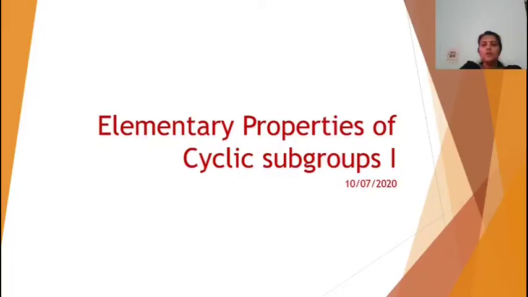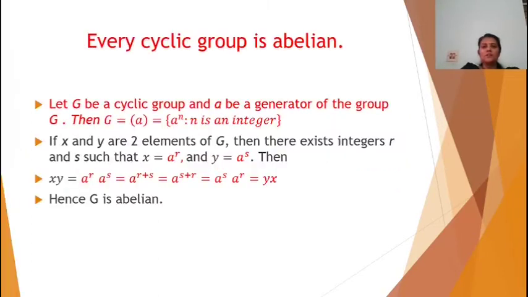Next example is the additive group of integers. We can generate all elements of Z using the element 1. Now we have elementary properties of cyclic subgroups. For that we have so many theorems. First theorem is every cyclic group is abelian. We have a cyclic group, that means every element of G can be generated by a single element.